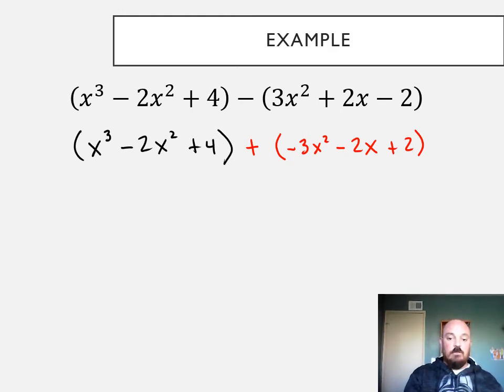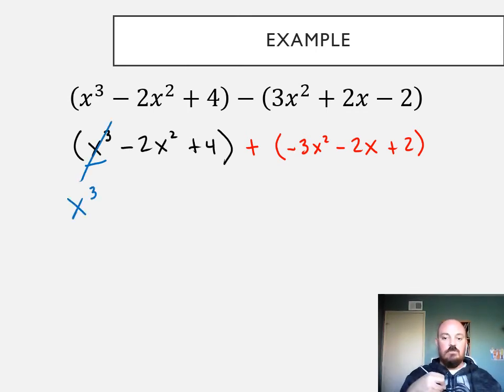Now we're going to actually answer the question. And what we're doing is the same thing we just did. We just did adding polynomials. So by changing the subtraction problem into addition, we know how to do it now. It's just combining like terms. So let's match them up. I have an x cubed and nothing to match it up with. So I'm going to leave the x cubed as part of my answer.